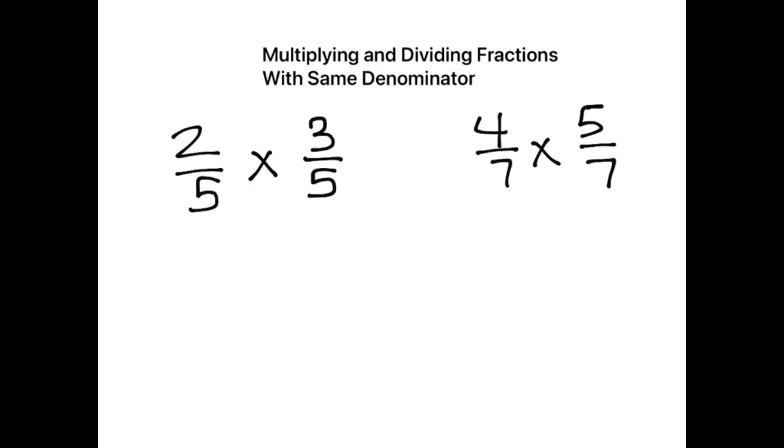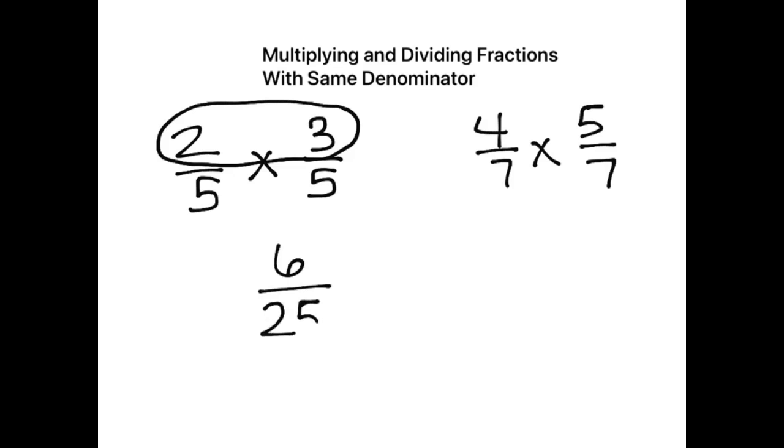Hi, I'm Tot, and today we're going to be diving into multiplying and dividing fractions with the same denominator. So let's start with multiplication first. So you see my two examples here. We have 2 over 5 times 3 over 5. The first thing that we're going to do is multiply the top row here, or the numerators for both numbers. So 2 times 3 is going to be 6, and 5 times 5 is going to be 25. Okay? So that is going to be 6 over 25.